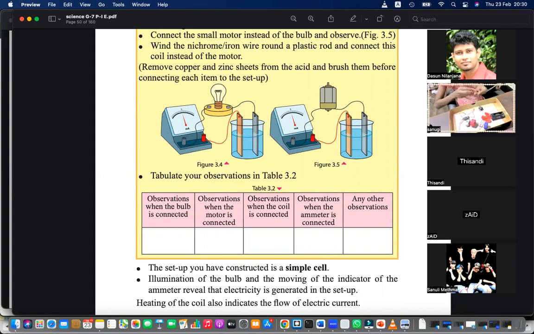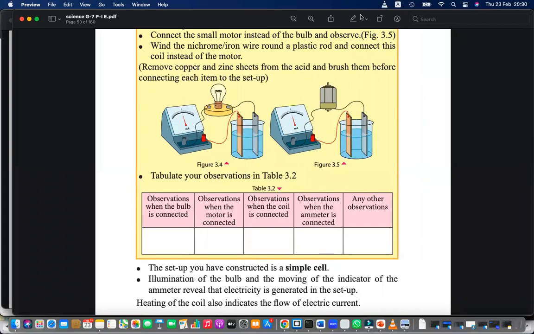You are doing this, Sanugi. You have the motor, but batteries, right? You can share the screen, Sanugi. You can share the screen if you have. Not screen. You can share the camera, please, Sanugi. Yes, I think you are interested in doing practicals. Very good. Sanugi.